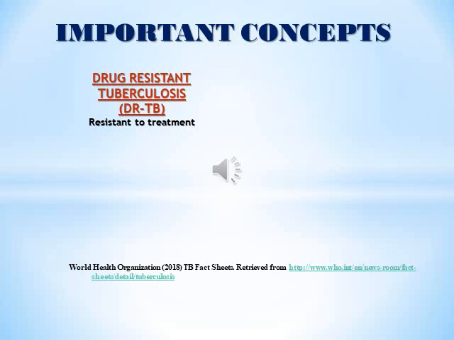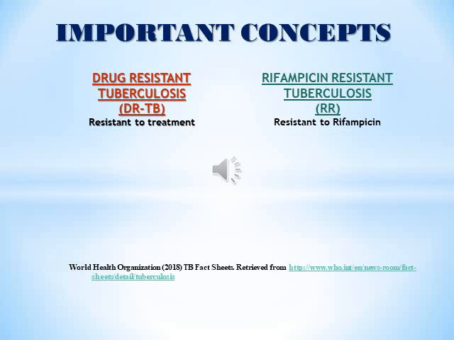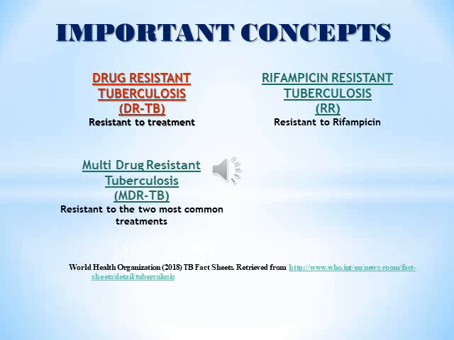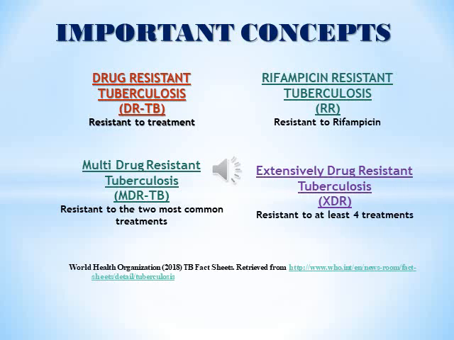Drug-resistant tuberculosis, or DRTB, is a type of tuberculosis that has been found to be resistant to at least one type of treatment. Rifampicin-resistant tuberculosis, or RR, is a type of tuberculosis that is resistant to this particular medication. Multi-drug resistant tuberculosis, on the other hand, is a type of tuberculosis that is resistant to at least two of the most common treatments. Also, extensively drug-resistant tuberculosis, or XDR, is the one that is found to be resistant to at least four of the core treatments.